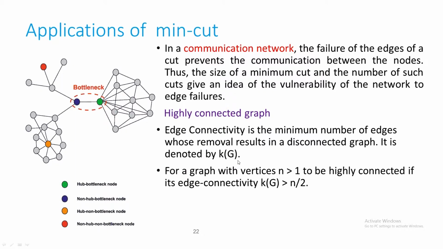What is a highly connected graph? You have learned the edge connectivity of a graph. Edge connectivity is nothing but the minimum number of edges whose removal results in a disconnected graph. Now, if in a graph the edge connectivity is greater than n by 2, then it is a highly connected graph. Then what is the minimum cut size? Greater than n by 2, correct. So, there is an assurance that failure of one or two edges will not make the network to fail. So, this is one simple application of min cut problem.